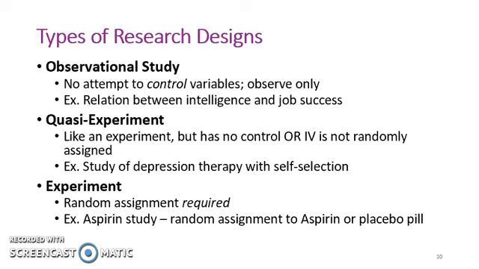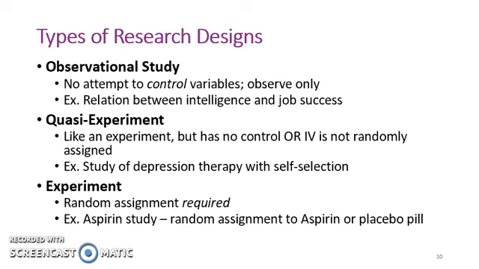Random assignment plays a big role in defining different types of research designs. The type of research study you conduct depends on the variables you are interested in. Some variables can be manipulated, like assignment to types of therapy, while others cannot, like gender, ethnicity, or genetic predispositions.